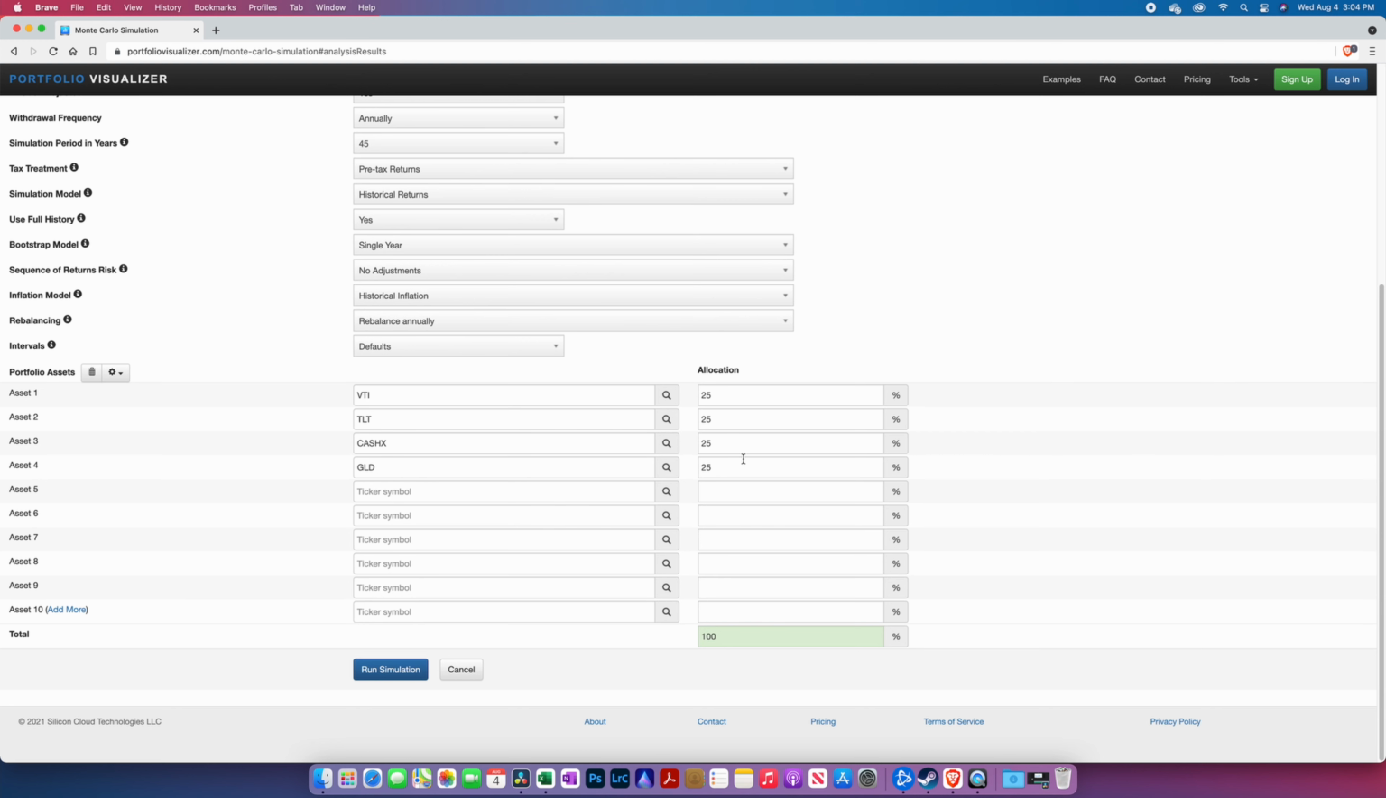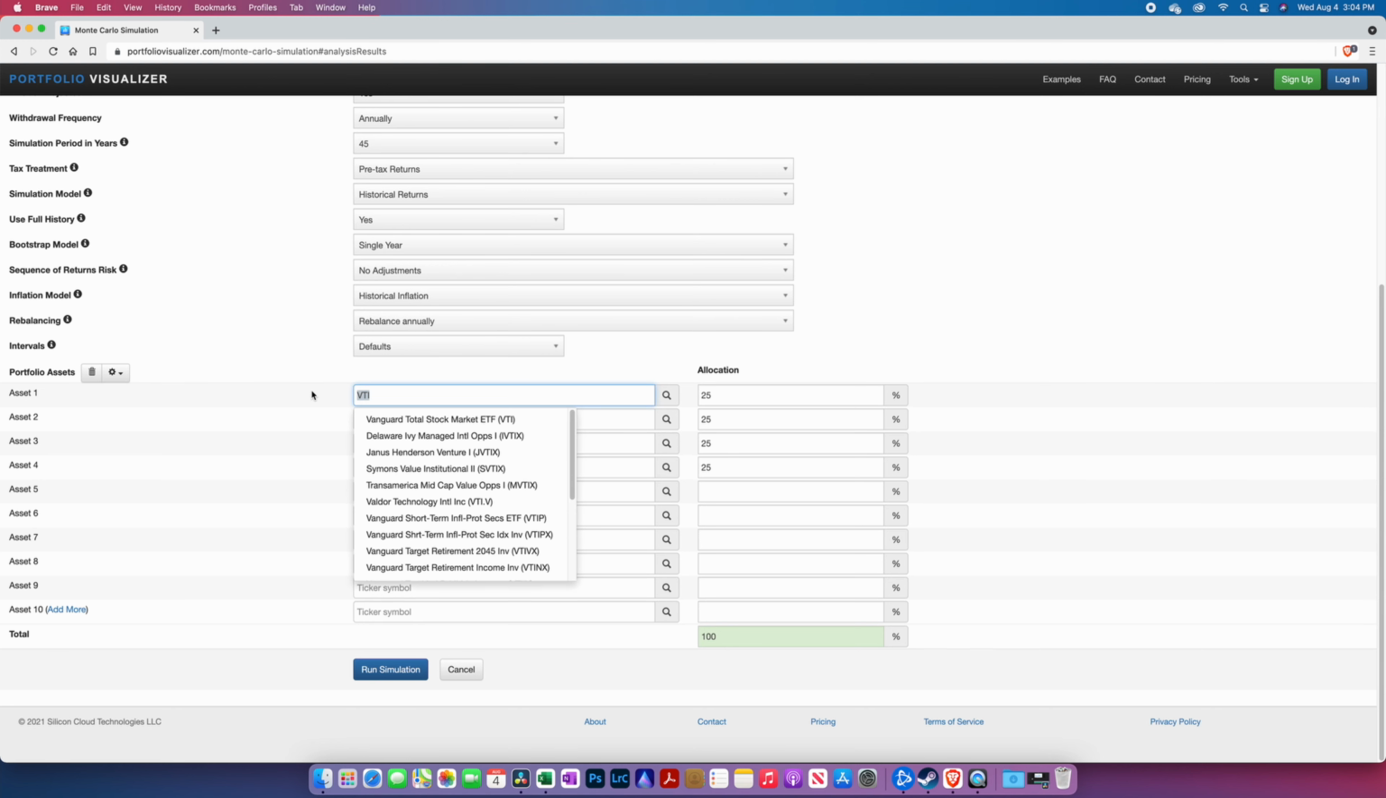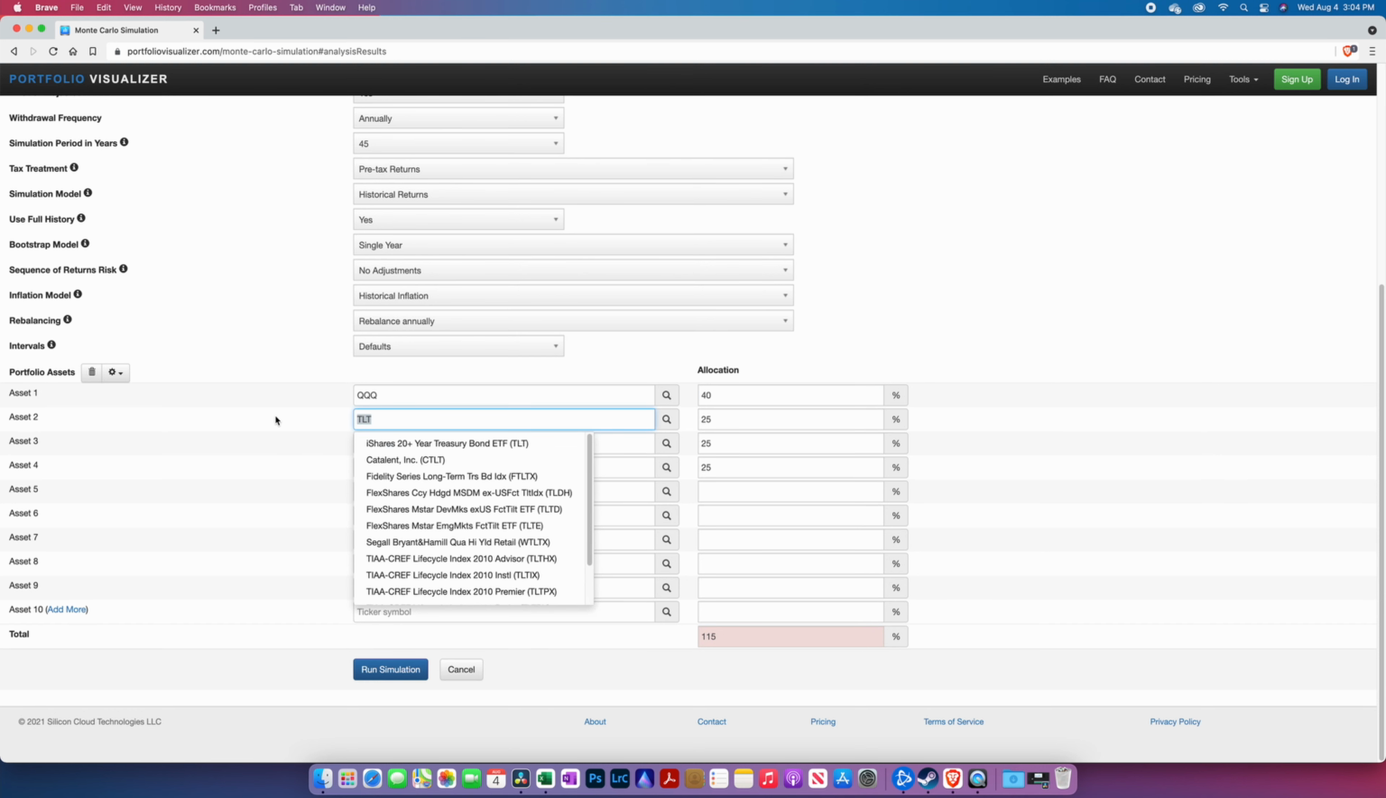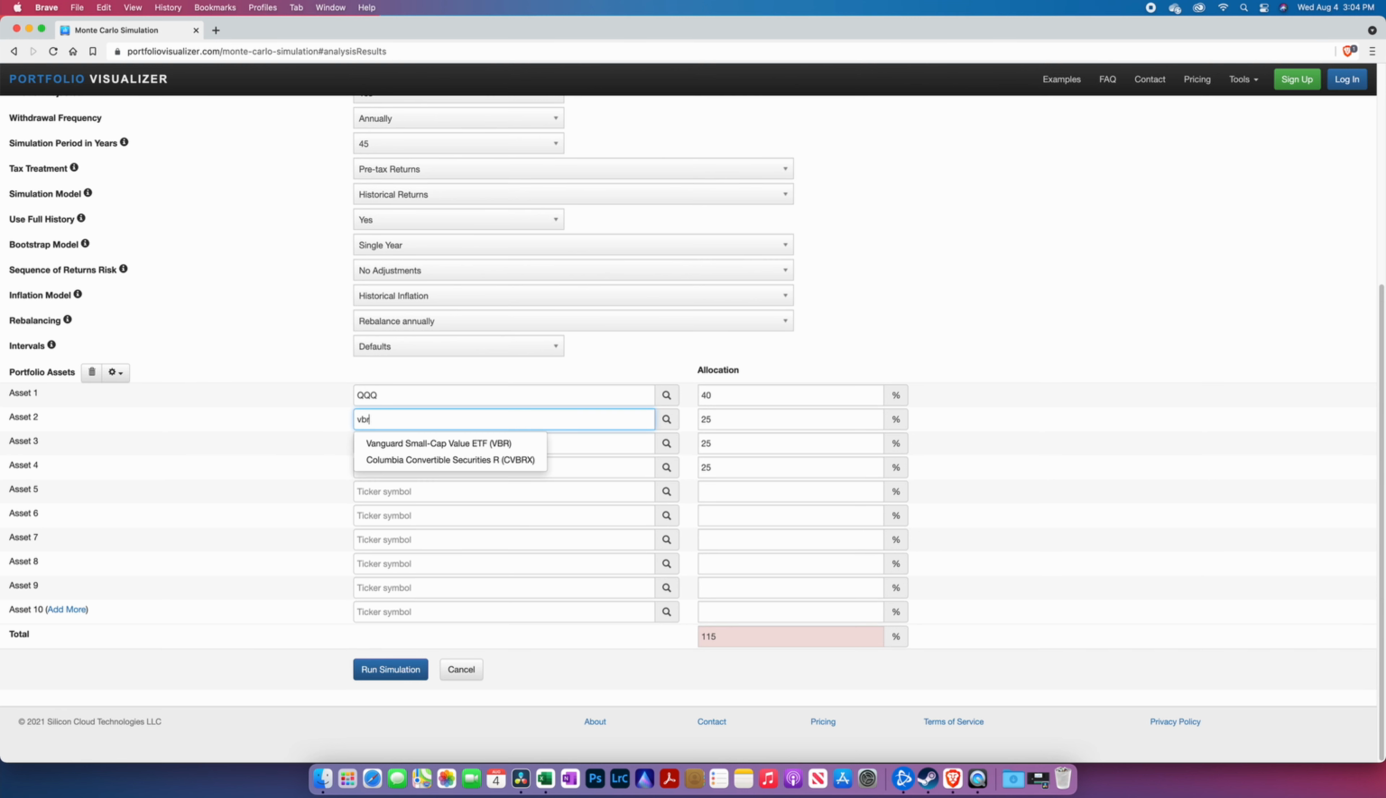We're going to use the allocation that I came up with, which is 40% large cap stocks. For large caps, I'm using the NASDAQ 100, so that's QQQ, and that's 40%. For the next portion of stocks, we're using small cap value, and I'm using the Vanguard VBR, and we'll put 10% in that.